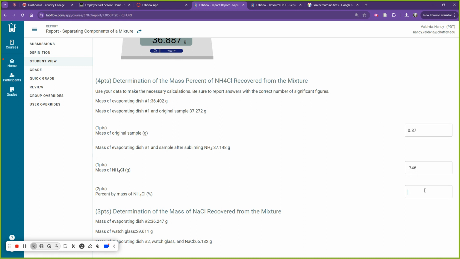Okay, so I was doing that times, oops. Let me delete that really quick. All right, and I got 85.7%.